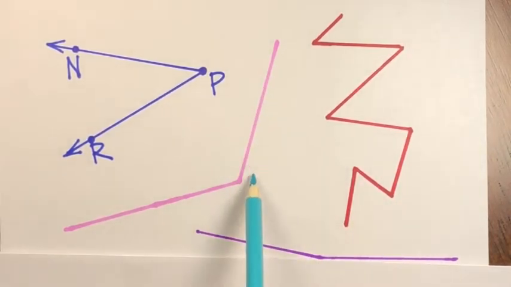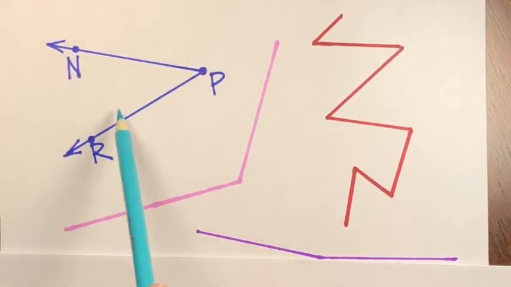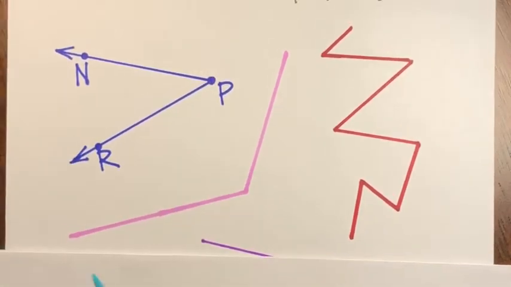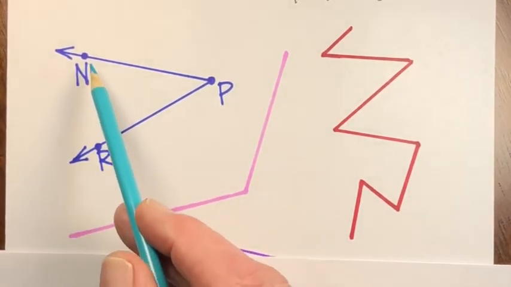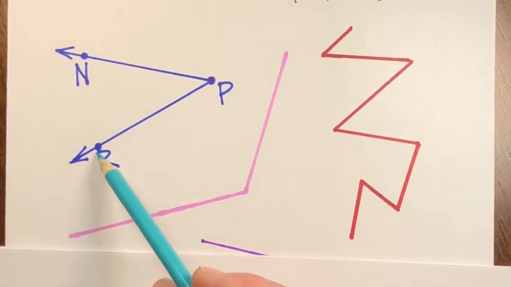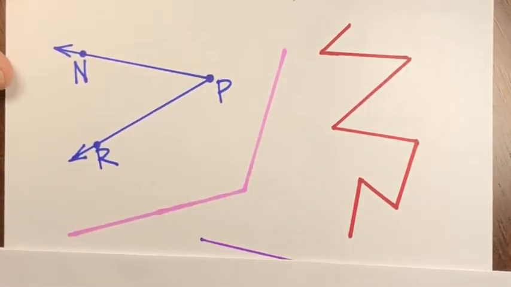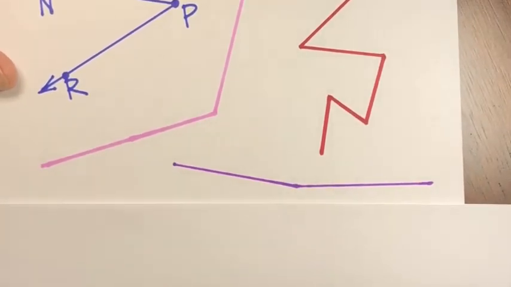We have this pink line that changes direction one time, an angle here, angle there. This one has a name; it would be called angle NPR or angle RPN. That's how you'd name that angle. And we have even a really, really shallow angle. This purple line kind of goes in that direction. It barely changes direction there, but that's still an angle.